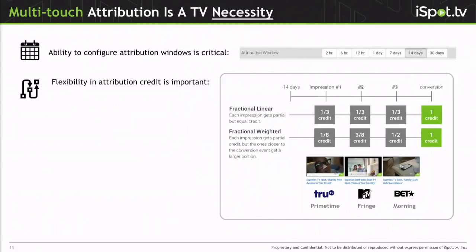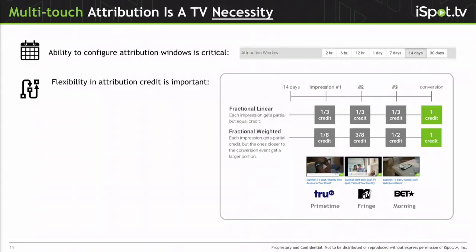So for multi-touch attribution, especially if you're working with a lot of different industries and clients, you've got to have a variable attribution window, right? You've got to go down to very short windows, and you've got to go out to longer windows. And also, even within the same industry, our wireless carrier clients, for example, when they're running a promotion, they want to use a shorter attribution window versus when they're running brand performance.